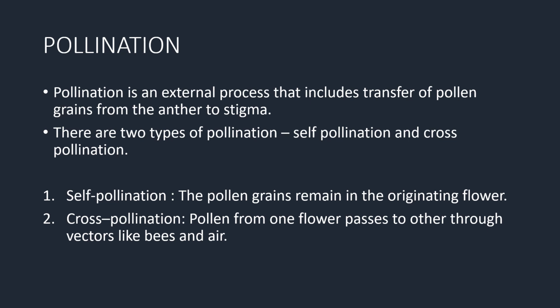And when pollen from one flower passes to another and fertilizes the ovule there, it is known as cross-pollination. For cross-pollination to occur, there should be vectors. And the vectors can be either insects like bees, flies, etc., which feed on flowers, or also sometimes pollen is scattered through air.